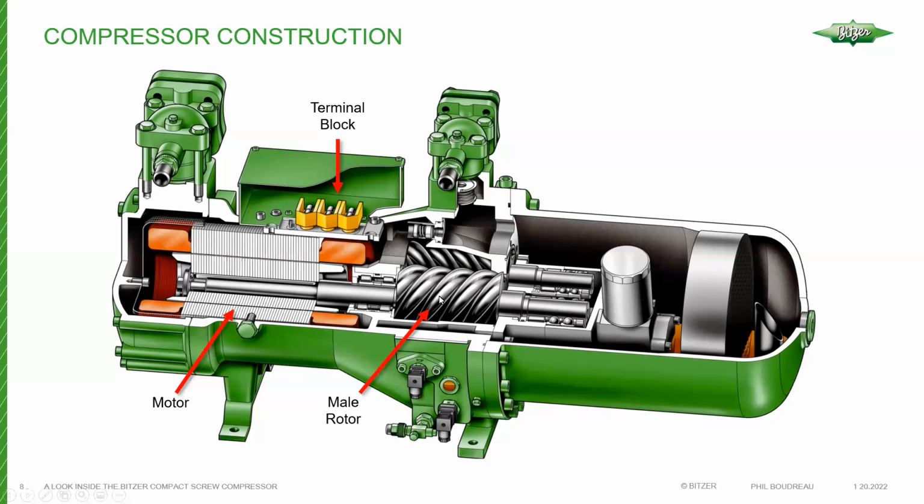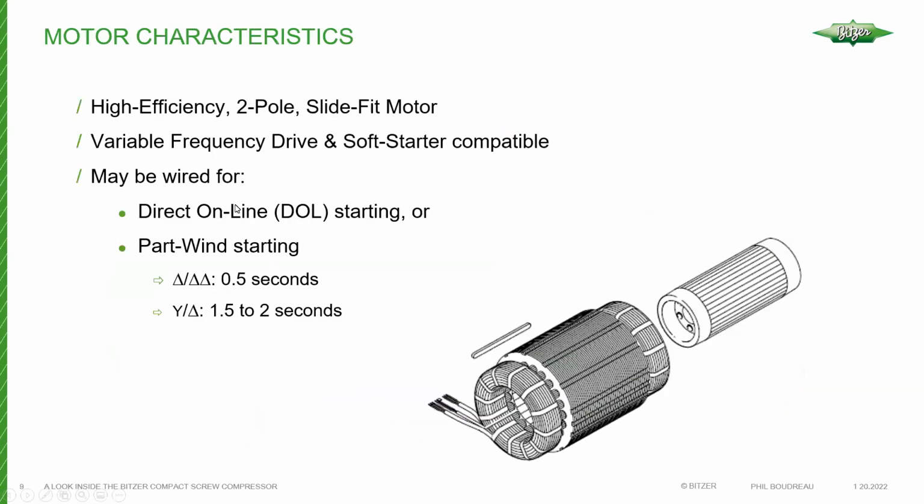Then we have our male rotor. The male rotor is connected to the motor and driven by the motor directly at a speed of approximately 3,500 RPM. And then we have the female rotor adjacent to the male rotor there. We have a 10 micron oil filter. So these are some of the main components to get started.